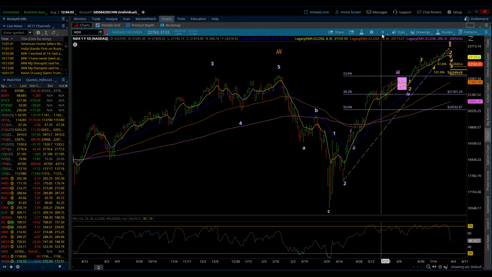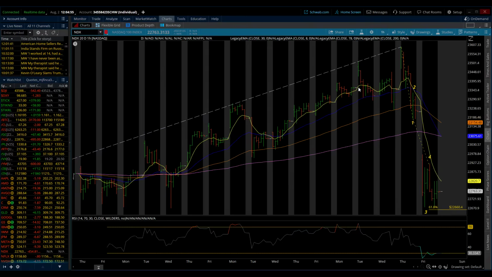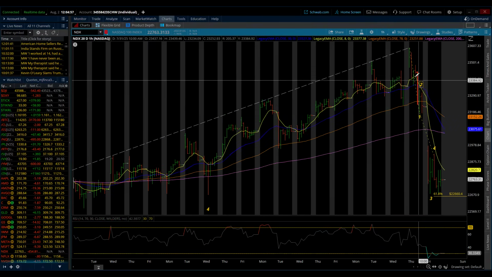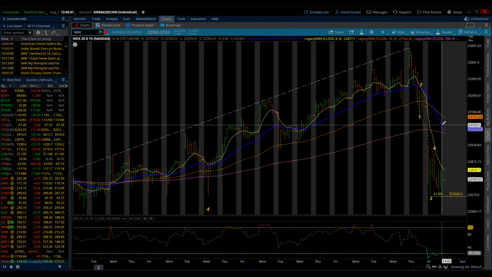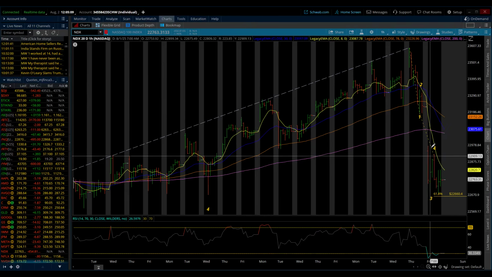So moving averages. Let's look at the hourly. It's showing a little bit different. You can see the hourly, everything. Now we're in alignment. Well, sort of. In the NASDAQ, we still need to see the 30 and the 78 get below the 200. Then it's going to be in alignment to go down. So it's not quite there yet.